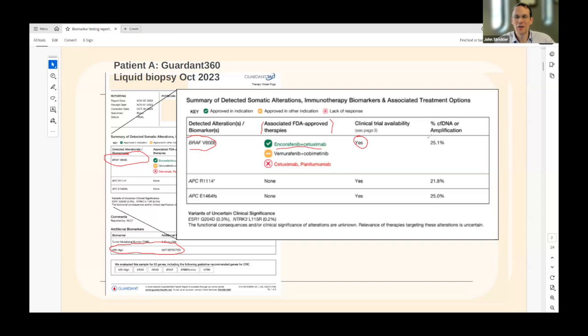And then this is the variant allele frequency. This tells me what percentage of the BRAF here is mutated. It's 25%. This is a pretty high number. Honestly, anything over 1% I consider to be meaningful.